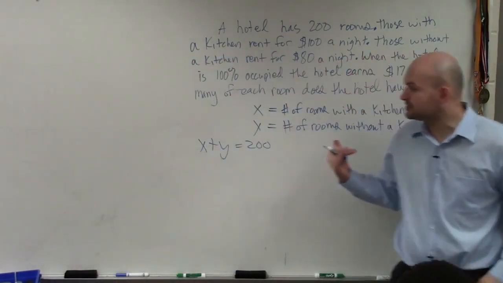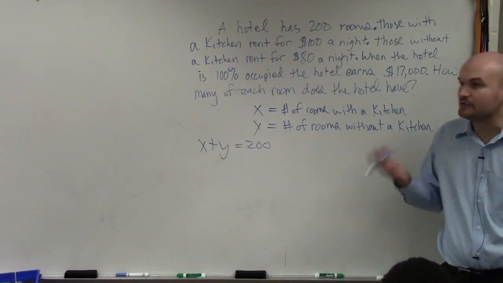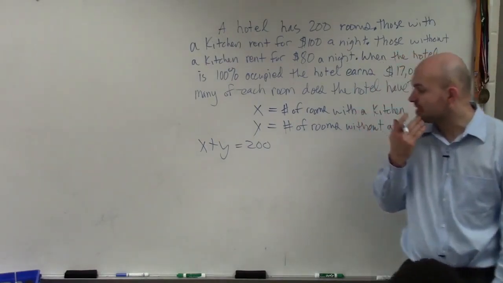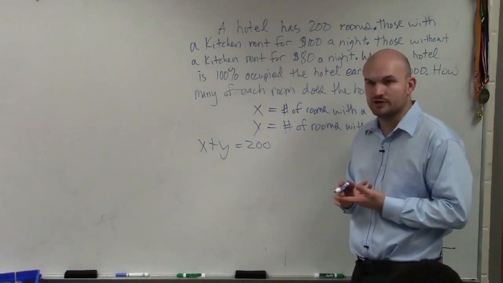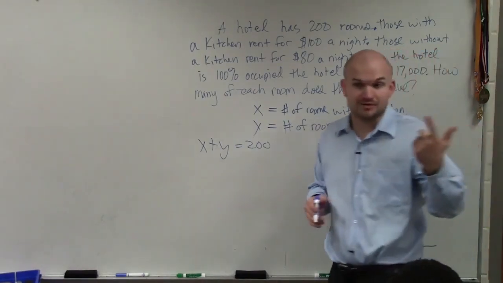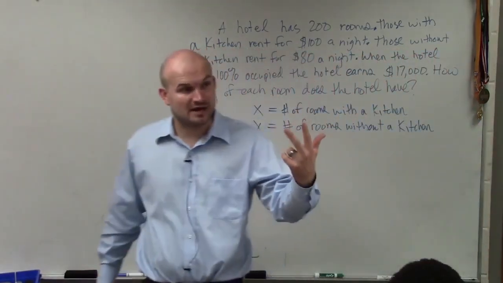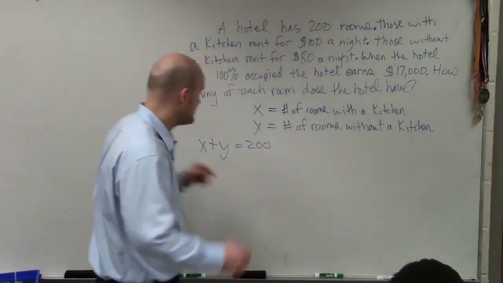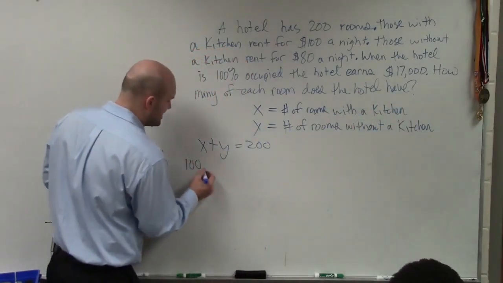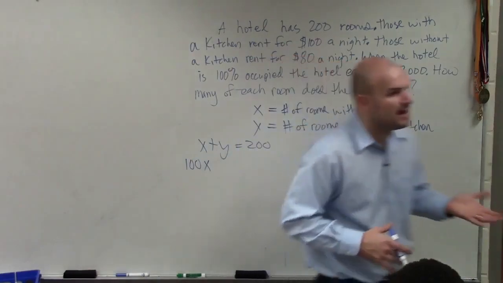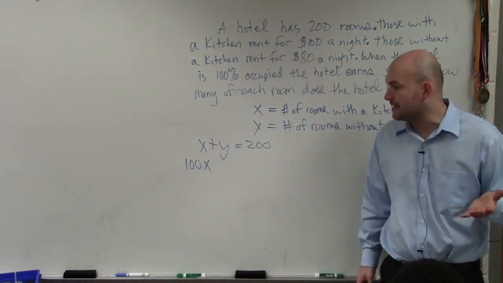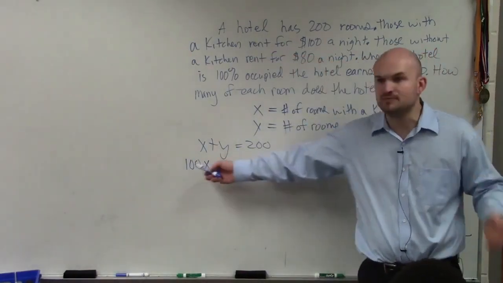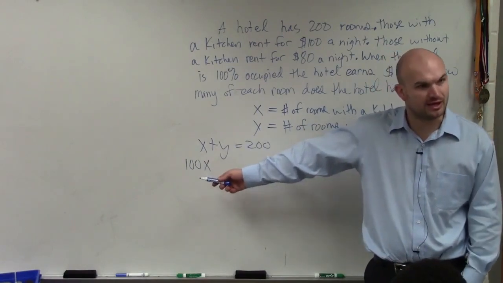The next equation is going to be a revenue equation. If you think about it, they said a room costs $100 a night. So if you have one room, you get $100. 2 rooms, there's $200. 3 rooms, $300. Basically, you take however many rooms you rent out with a kitchen and multiply that number by 100, because that's how much you bring in, right?